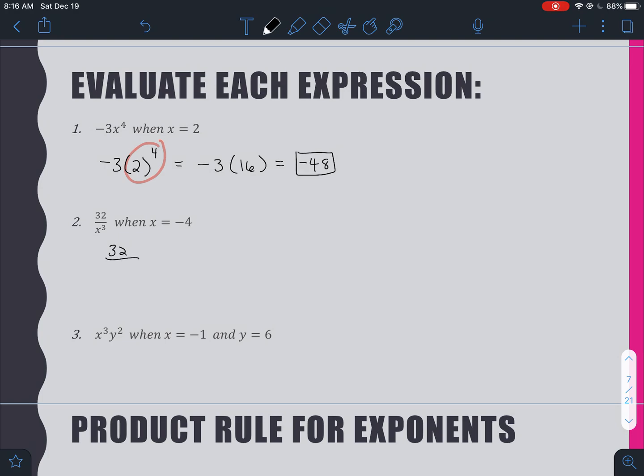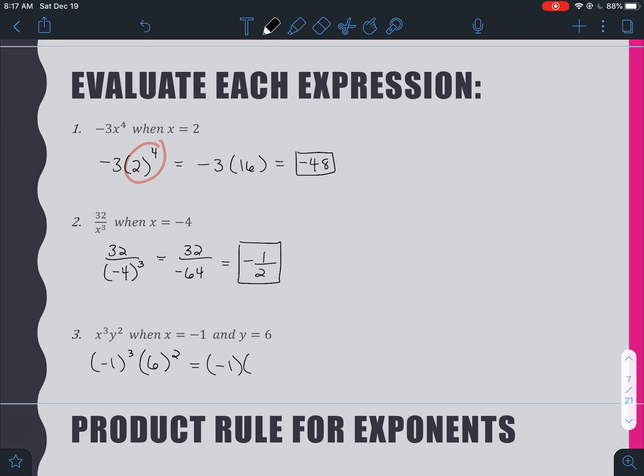On our next one, 32 over x to the 3rd. This would be 32 divided by negative 4 to the 3rd power. Negative 4 to the 3rd power would be negative 4 times negative 4 times negative 4, which is negative 64. So this is going to be 32 over negative 64. And if you reduce this, you would get negative 1/2. Next, x to the 3rd times y squared, when x is negative 1 and y is 6. So we're going to take negative 1 and plug it in for x, and then times y squared. That would be 6 squared.